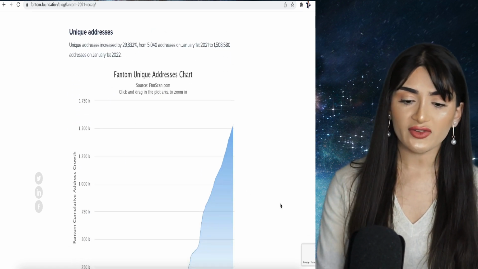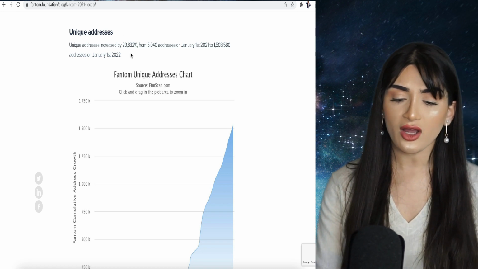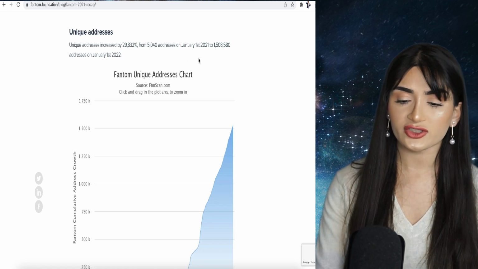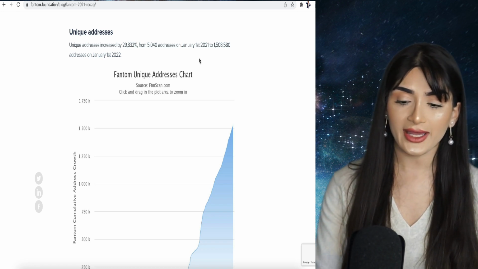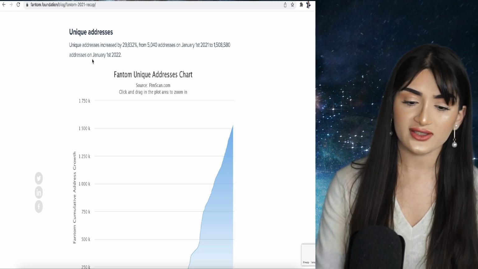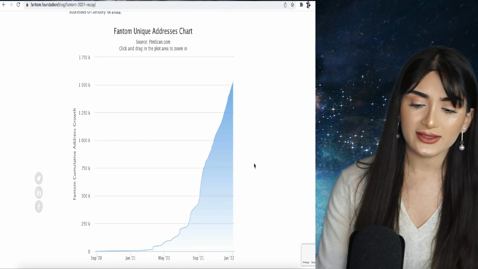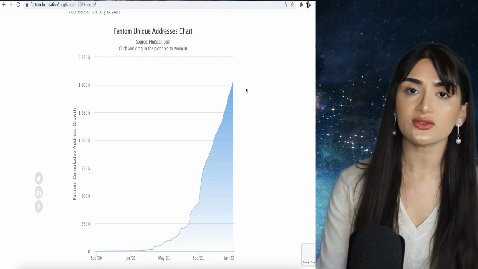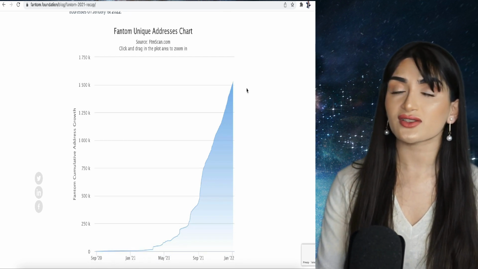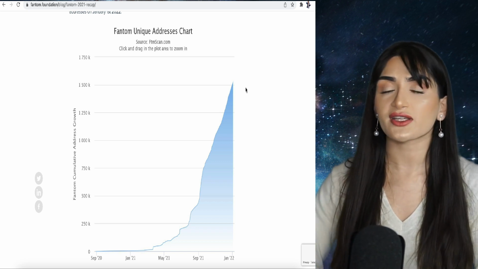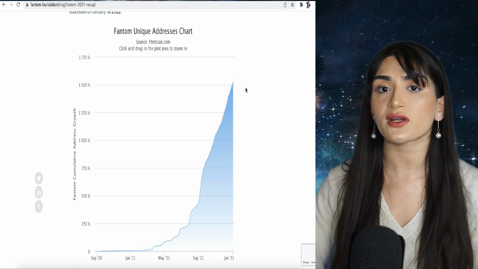Unique addresses have increased by 29,832% from 5,040 addresses on January 1st, 2021 to 1,508,580 addresses on January 1st, 2022. Bear in mind, these unique addresses are still holding. Just because the transactions have fallen, they might still be holding until they can start seeing opportunities for making transactions, maybe when the bull run picks up again.